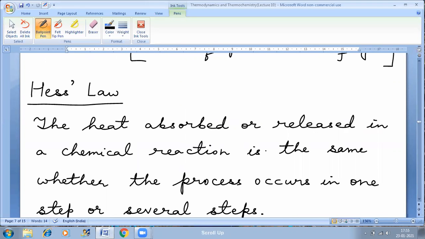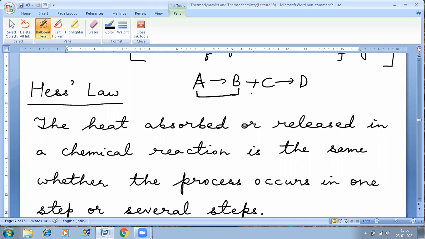For example, if I have a reaction wherein A gives me a product B, then B plus something gives me D, which means this is the first step, and this is the second step. So the reaction is happening in two steps.